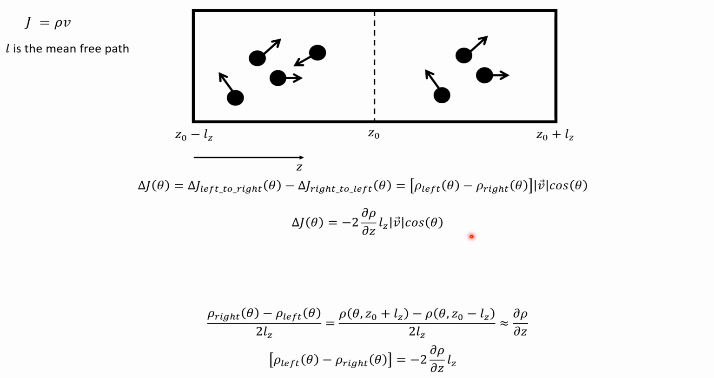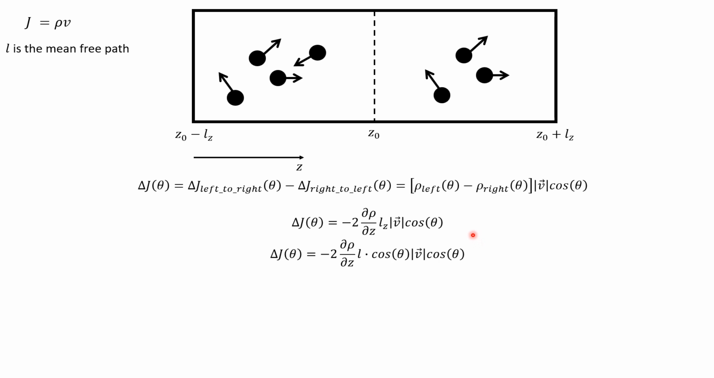So assuming that this condition is true, we can express this subtraction in terms of the partial derivative times Lz times 2. And notice the negative sign. The negative sign appeared because in the derivative we have this subtraction, but what we want is the other way around. That's why we have this negative sign.